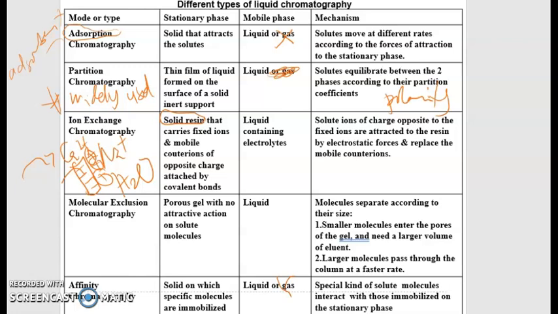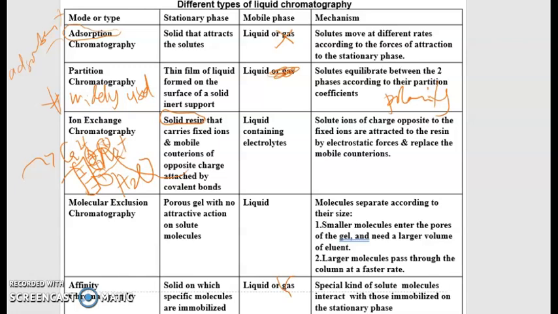Bila lekat dekat sini baru kita masukkan your mobile phase. So mobile phase tadi liquid containing electrolytes. So dia akan masuk, dia akan exchange dengan yang ni. So contohnya masuk potassium ke semua ke, ataupun masuk H, dia akan exchange dengan ni. So yang ni keluar. Sodium yang kita tak nak tadi boleh keluar. Okay, so mobile phase ion tadi akan lekat dekat sini. Sebab tu nama dia ion exchange. Kita tukar ion tadi. So, ions of charge opposite to the fixed ions are attracted to the resin by electrostatic forces and replace the mobile counter ions.